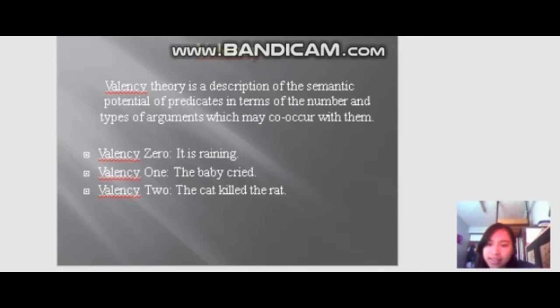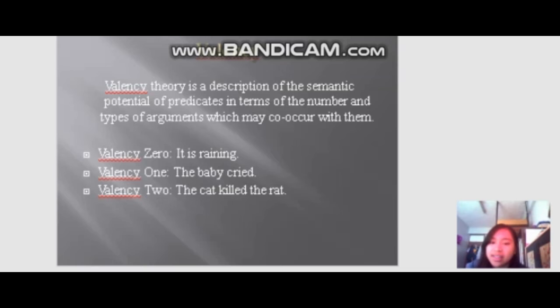Okay, next is valency. Valency is a theory. So what is valency theory? Valency theory is a description of the semantic potential of predicates in terms of the number and types of arguments which may co-occur with them. So there are three: valency 0, valency 1, and valency 2. A sentence may have valency of 0, 1, or 2.